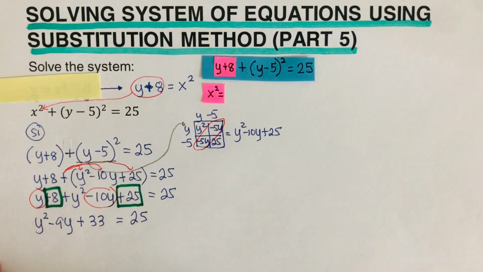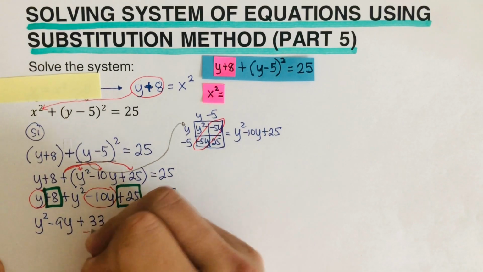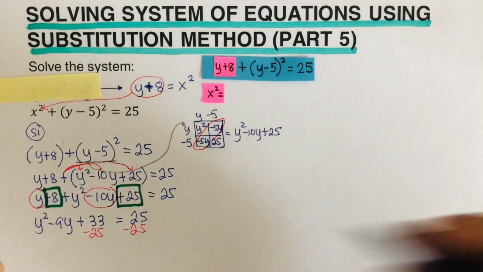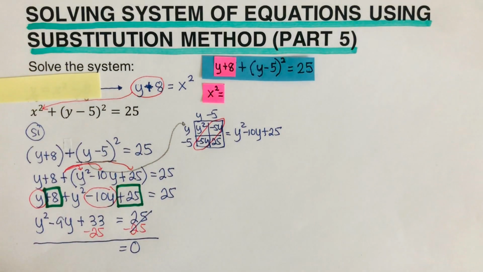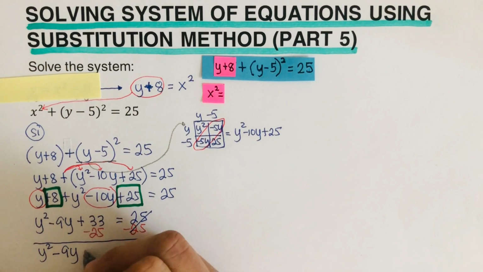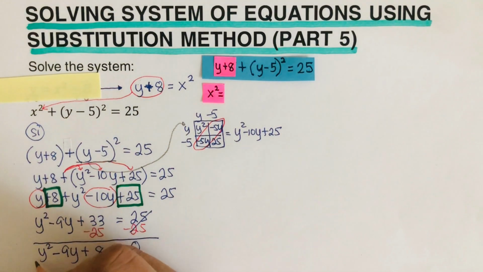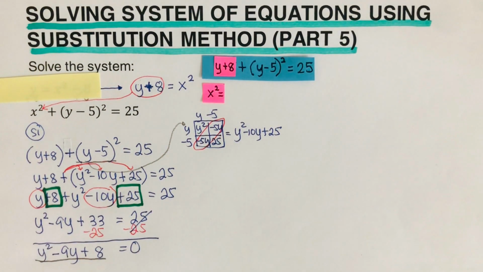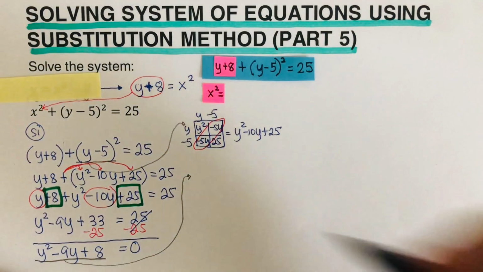So that we can use the zero product property, we need to make this side equal to 0. So I will subtract 25 from both sides, minus 25. Then we are left with, we can cross this out, that equal to 0. So this is y squared minus 9y plus 8, because 33 minus 25 is 8. At this time, we can go ahead and factor this using the box and diamond, and I will show the work up here.